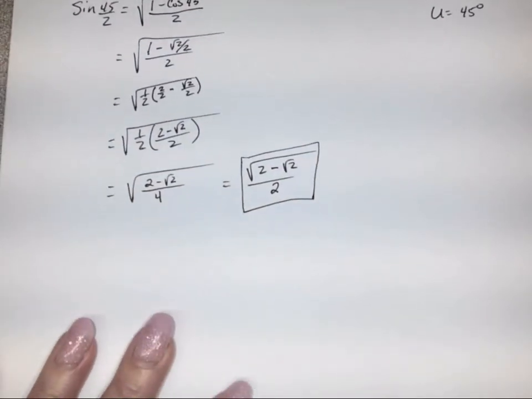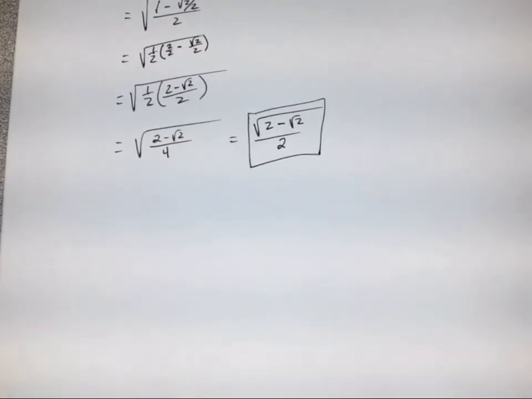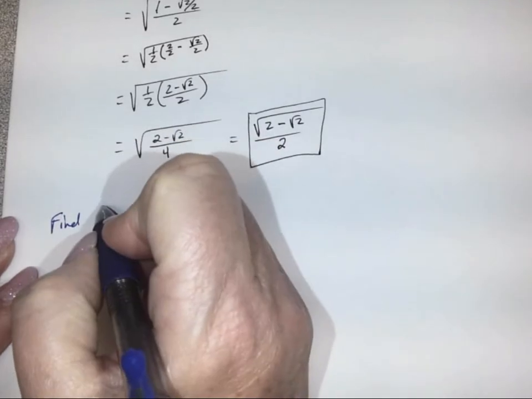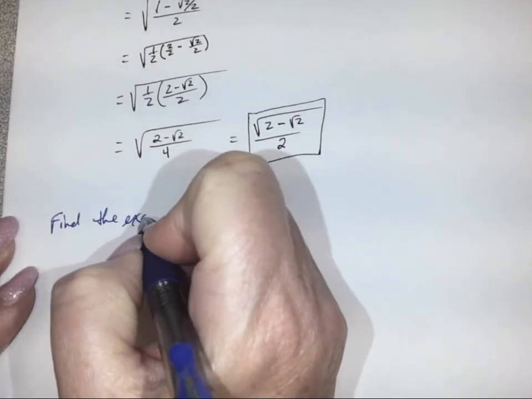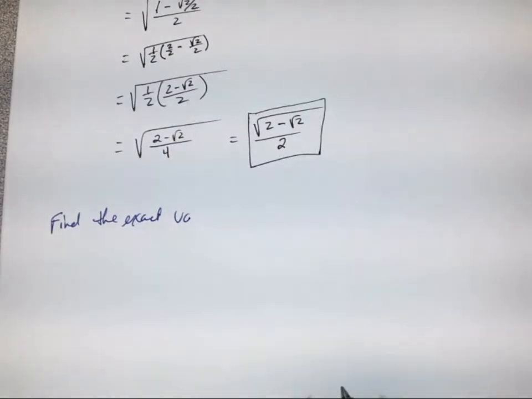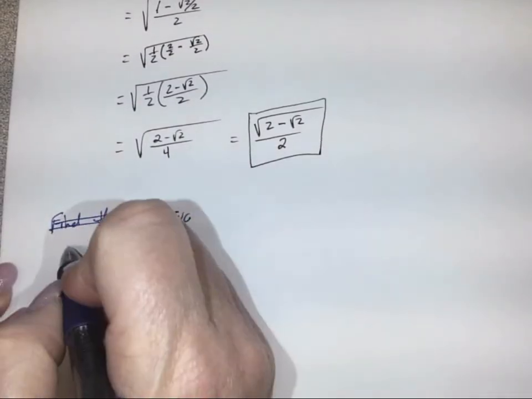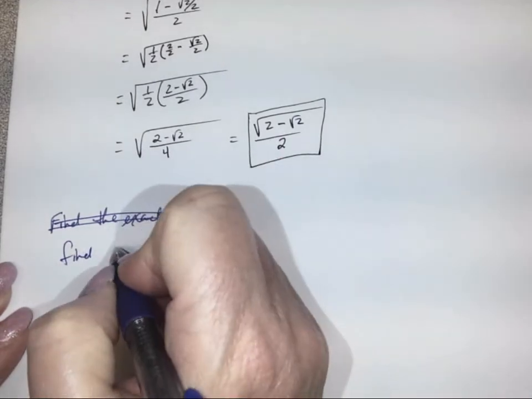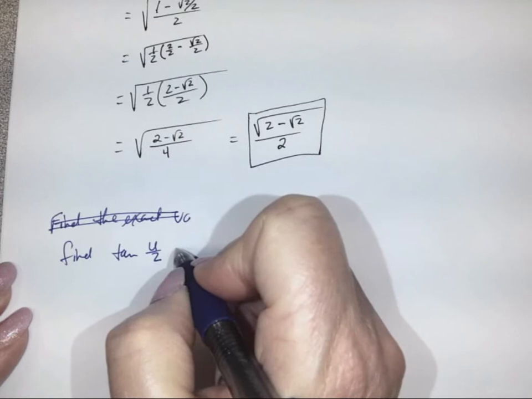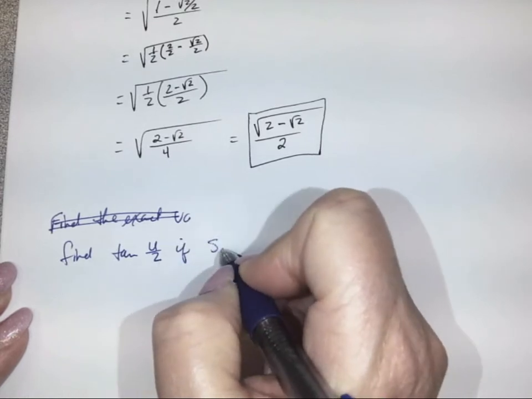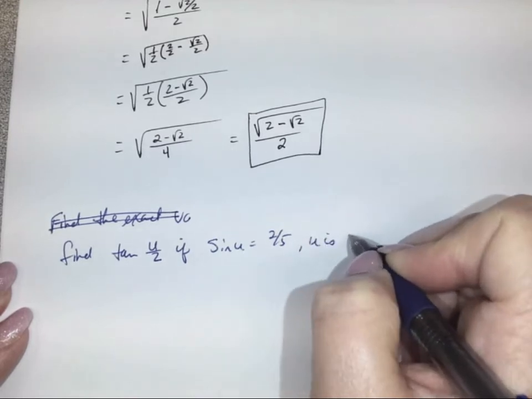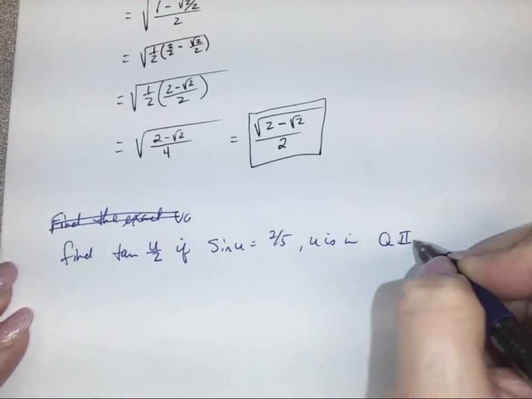All right, let's go to a half angle. So let's find the exact value. Oops, looking at the same problem, so sorry. So let's find tangent u over 2 if the sine of u is equal to 2/5 and u is in quadrant 2.